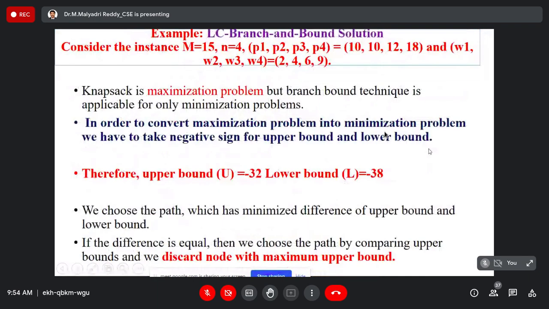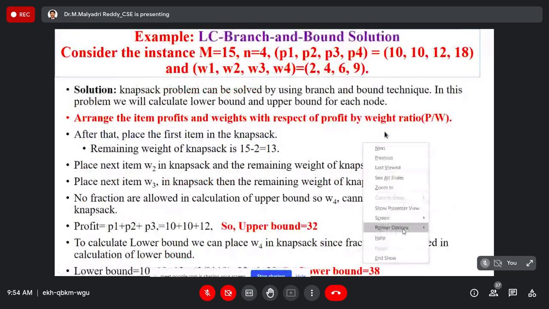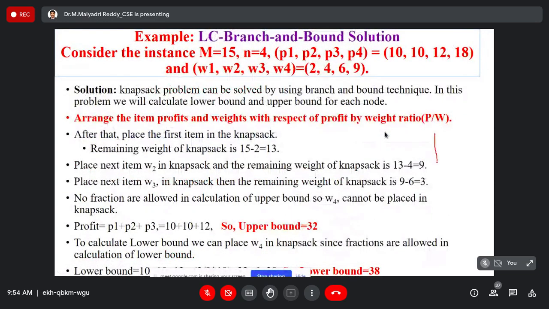This is the bag. Suppose it is the bag, right? Of size 15. So first we have to insert the first object. What is the weight? 2, sir. Right. If I include 2, what is the remaining?